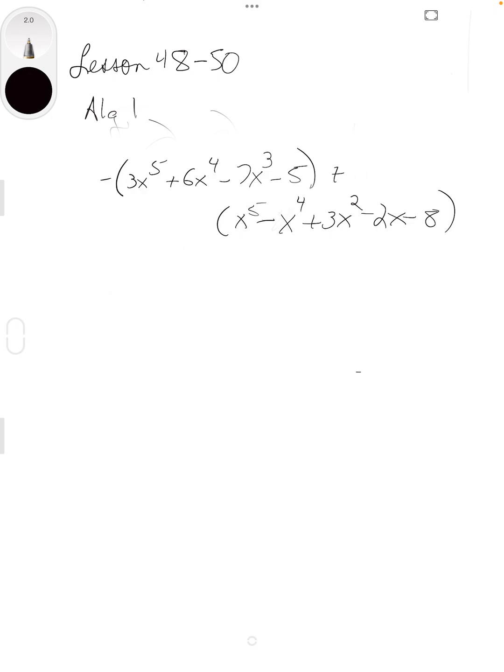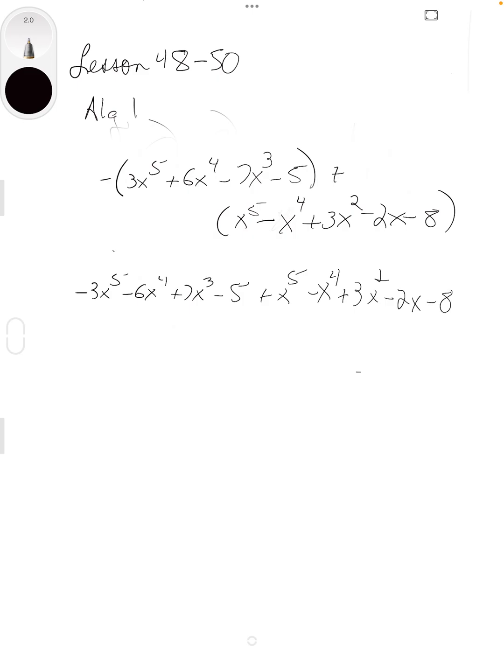When you do that, just remember you can only add similar or like terms and just get rid of the parentheses. So this first one becomes negative 3x to the fifth minus 6x to the fourth plus 7x to the third minus 5 plus x to the fifth minus x to the fourth plus 3x squared minus 2x minus 8.